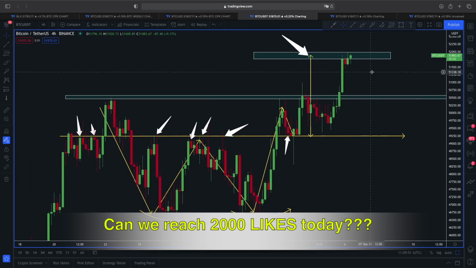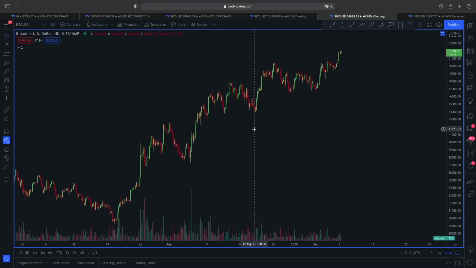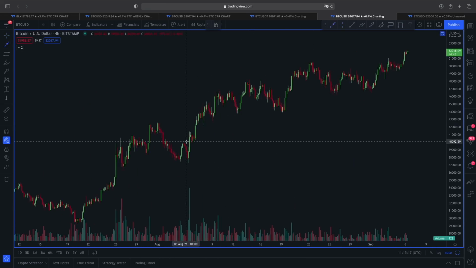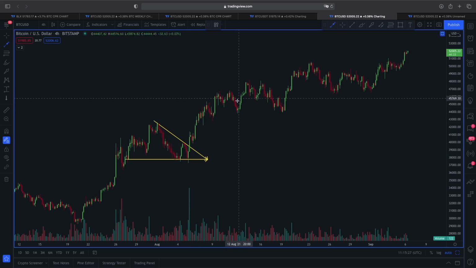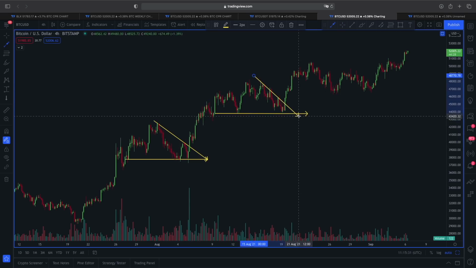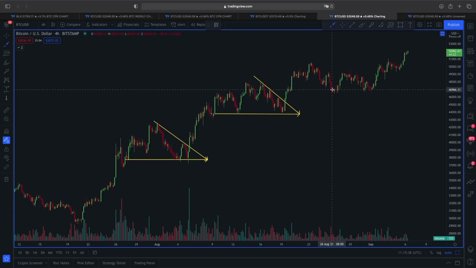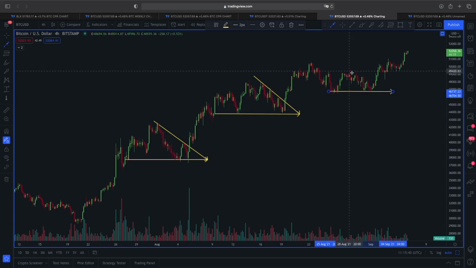And not only this, let me also show you another interesting scenario that could be playing out in a 4-hour time frame. If we look at this in a 4-hour time frame, guys, you can see very clearly this was a very nice descending triangle breakout. After this breakout, the price started consolidating, formed another descending triangle, and we had another breakout.